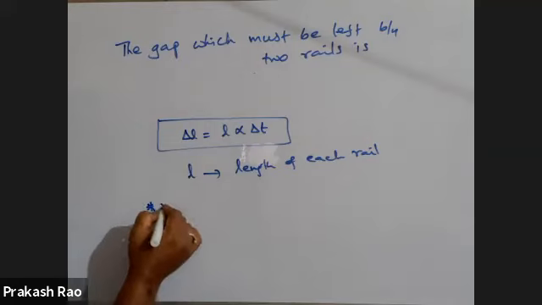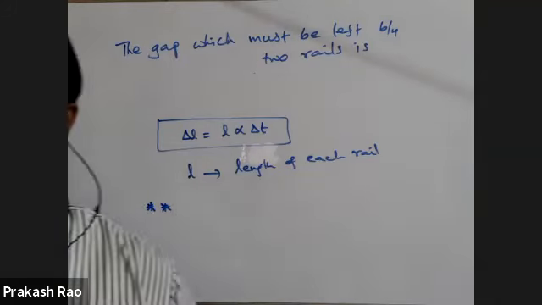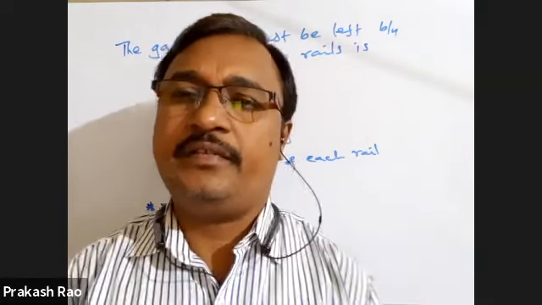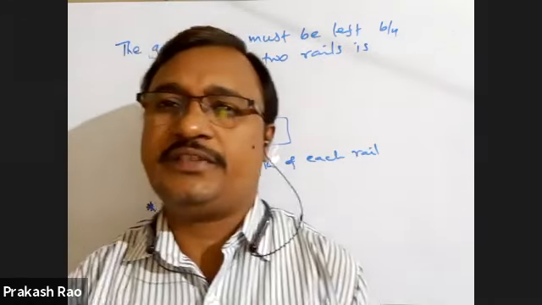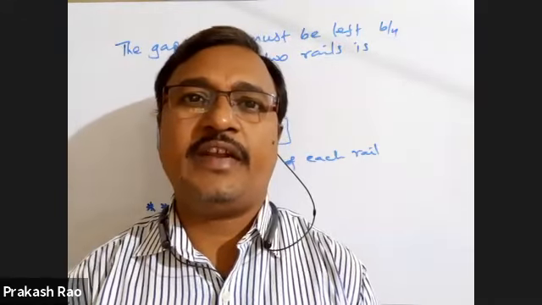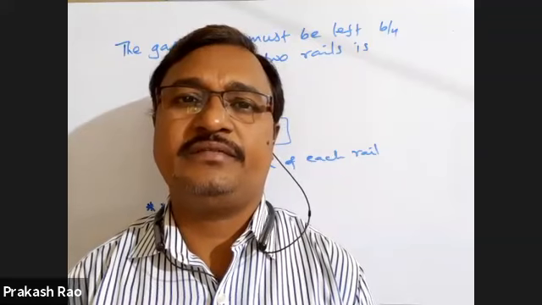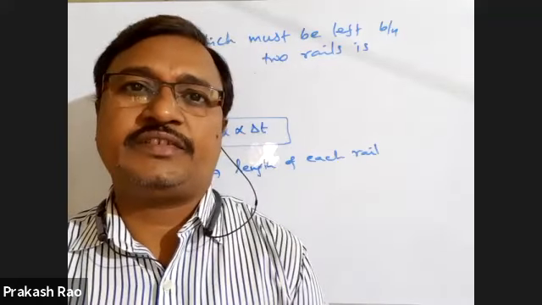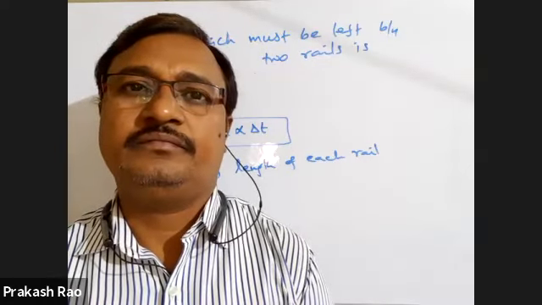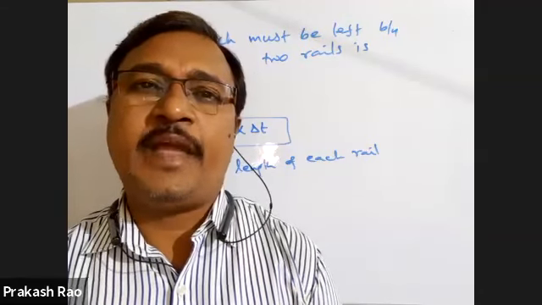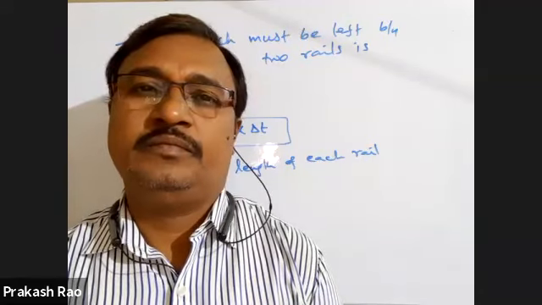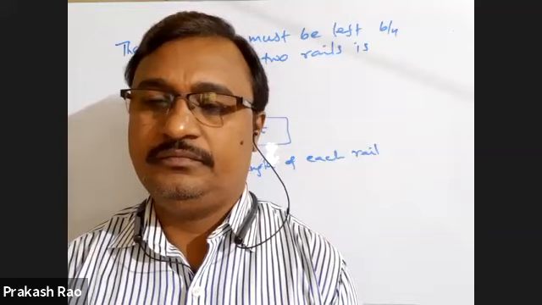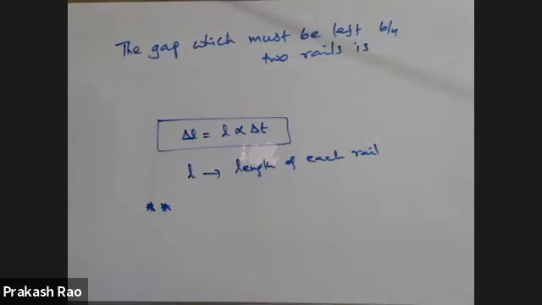Next, write a separate point. The gap is provided between two successive rails to allow free expansion. That's all.